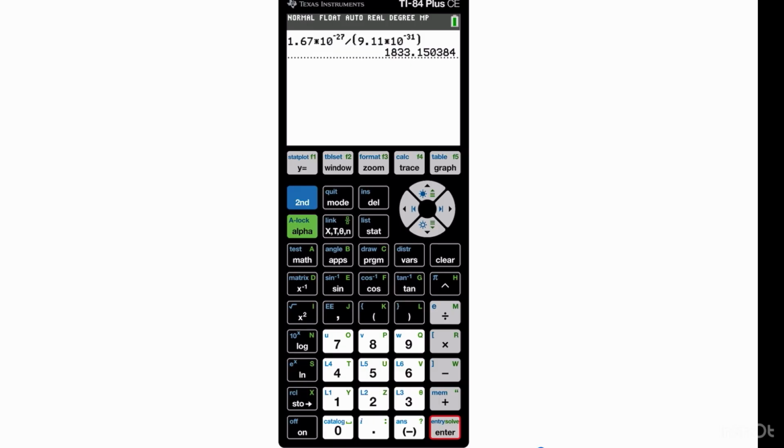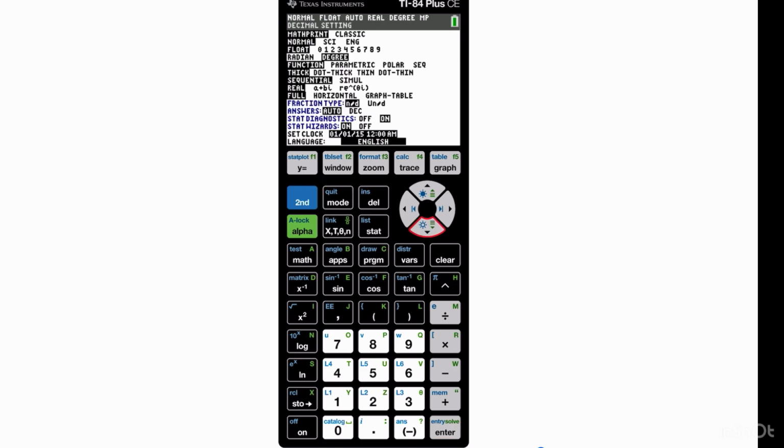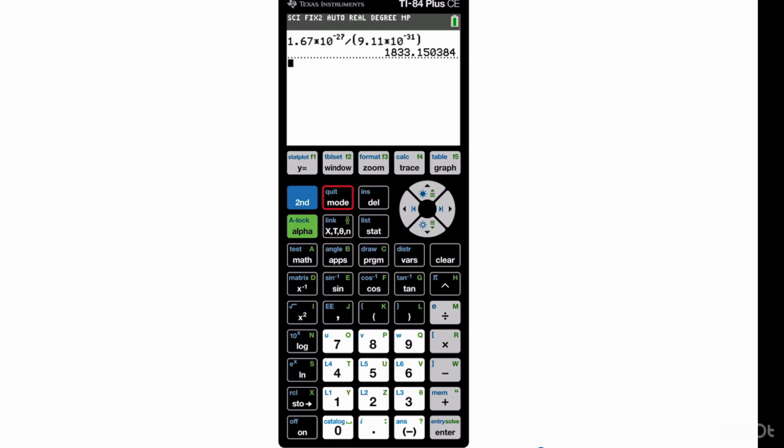1833.15. The calculator hasn't given it to us in scientific notation. I could go really fast into mode, change it to scientific, change it to 2 decimal places, and then go back and go second, enter, for it to give me the same answer again. And I know the answer is 1.83 times 10 to the third power, which is going to be answer B.